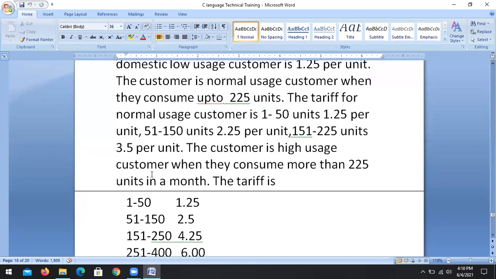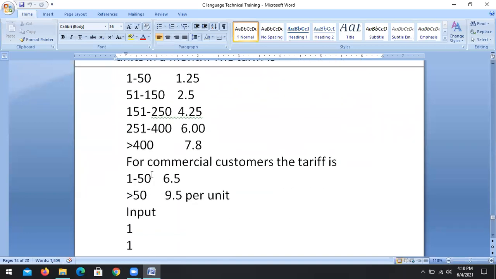The commercial usage customers are not classified further. So only the first 50 units at 6.5, and then the second rate.